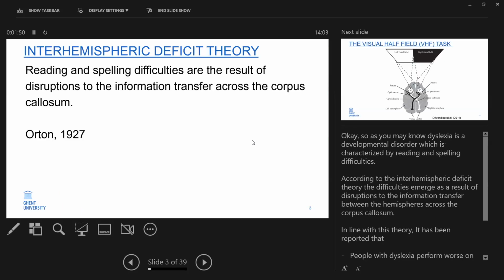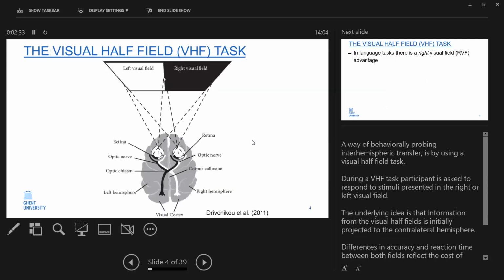So, as you all know, dyslexia is a developmental disorder that is characterized by difficulties with reading and spelling. And according to the interhemispheric deficit theory, this is caused by disruptions to the information transfer between the hemispheres across the corpus callosum. And this is actually in line with this theory. There have been some reports of people with dyslexia experiencing more problems on tasks that require interhemispheric transfer. And also some studies found that there are differences in the structural properties of the corpus callosum in people with dyslexia compared to controls, although those results are not always consistent.